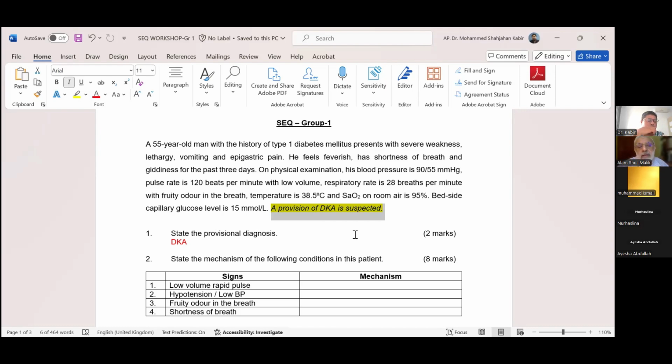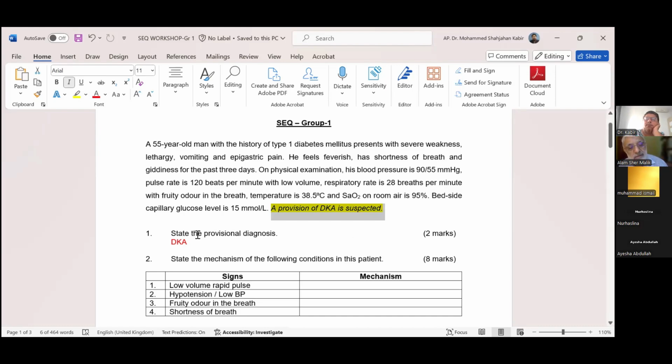Basically the SEQ is very good at asking, for example, about pathophysiology and the confirmation of the diagnosis. You cannot ask about management unless you confirm the diagnosis, although you can ask for the suspected diagnosis. If, like Dr. Aisha is saying, you want to give sequential marking, then you have to write here DKA 2 marks, but what are other possible diagnoses? You have to make a list and give a diagnosis.